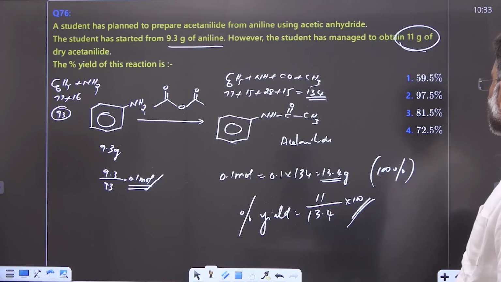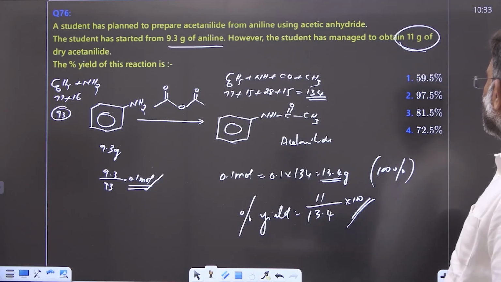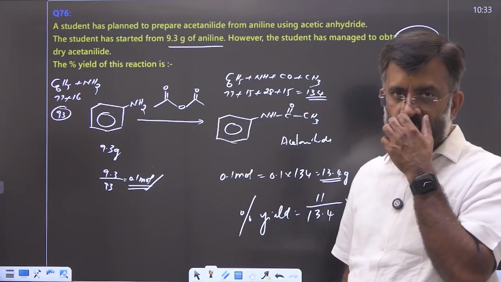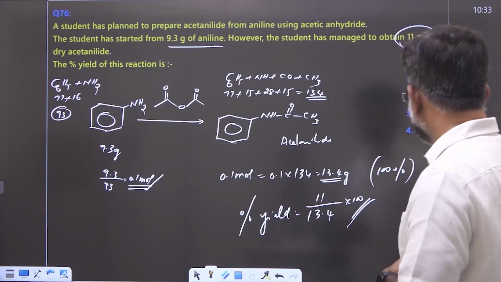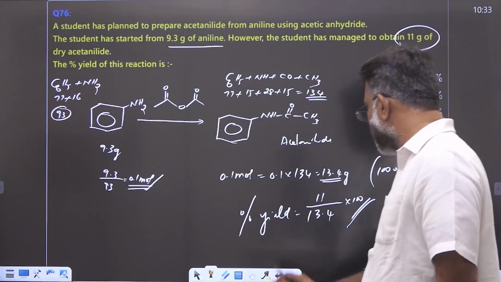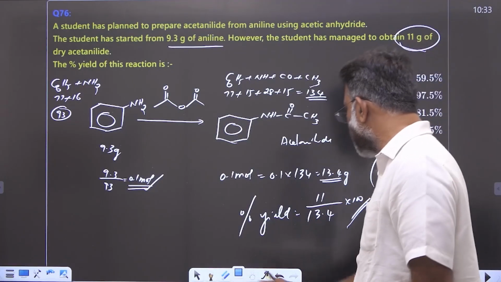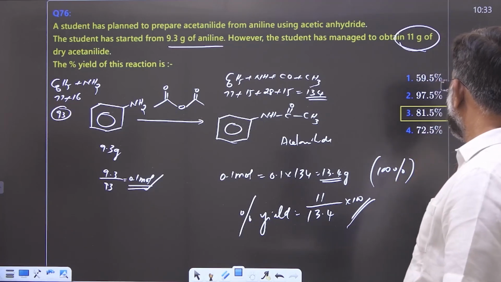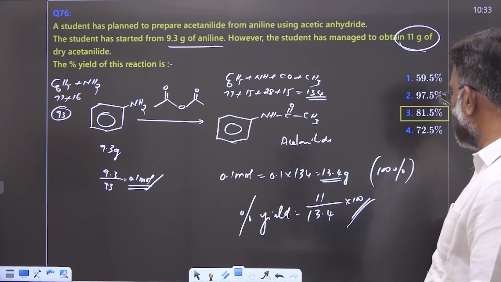Anyway, the first and fourth choices are nearly out. Is it second or third? That is what you need to figure out. Anyway, it's not going to be 97 because that much is not the difference. It will be option 3. Please verify that. 81.5, that will be the answer.